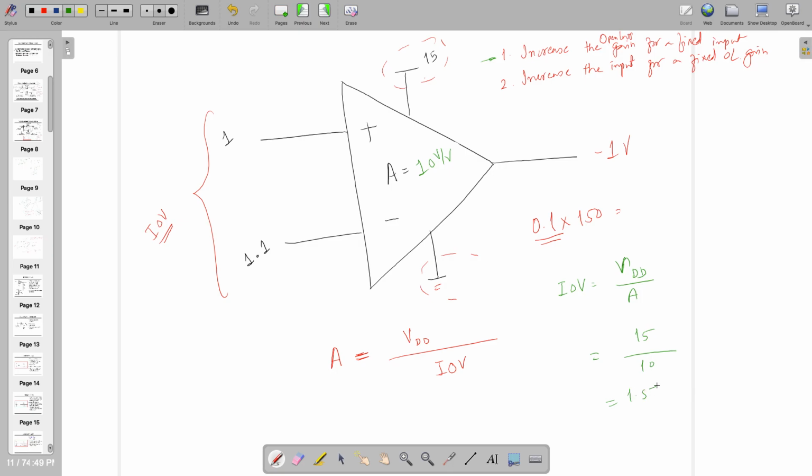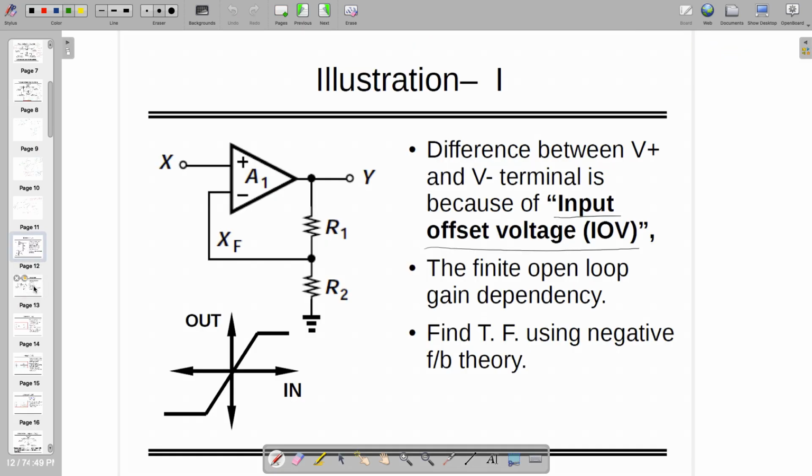So a difference of 1.5 volt will be detected by this amplifier whose gain is 10 volt per volt. That is the meaning of this, right? So now all these numbers, or input offset voltage, depend on the availability of the gain. If there is a negative feedback, V plus does not become exactly equal to V minus, but V plus and V minus will have a difference of input offset voltage for the given finite value of gain. Remember this. It will be the golden rule over here.